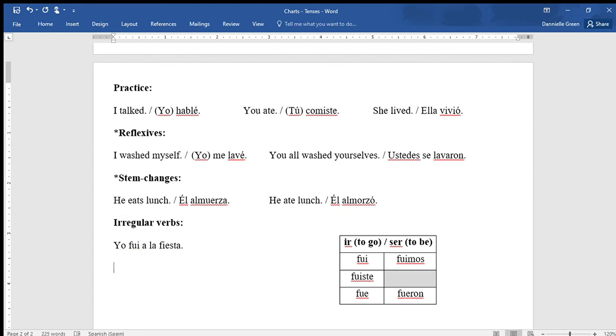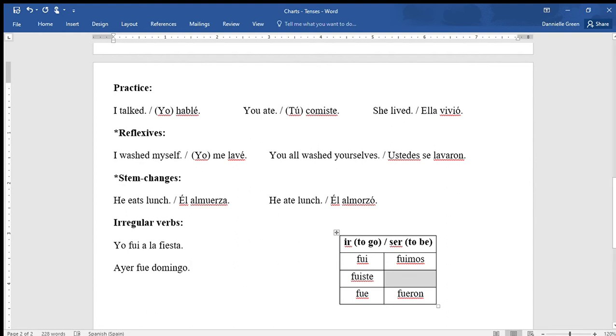The context tells us that this version of fui is coming from the verb ir: I went to the party. Another example, if I say, "Ayer fue domingo," right? Yesterday blank Sunday. Our options here can be that fue was coming from the verb ir, which would mean yesterday went Sunday, or fue could be coming from the verb ser, which would mean yesterday was Sunday. So either way, context here lets you know which verb it is.